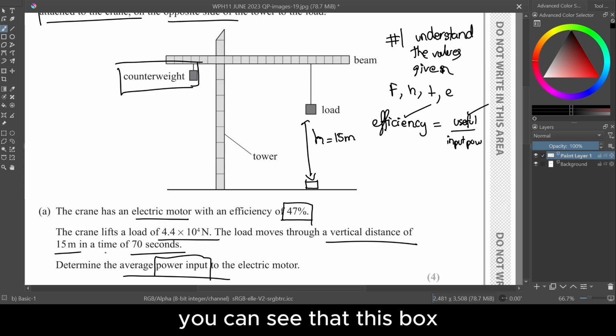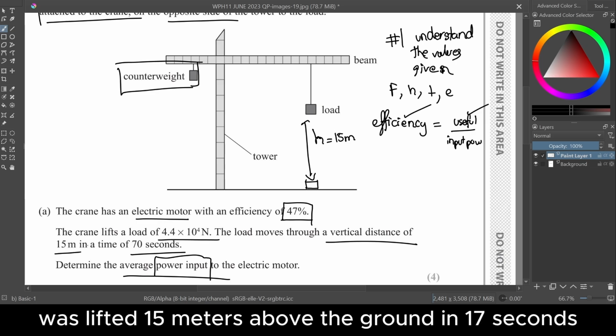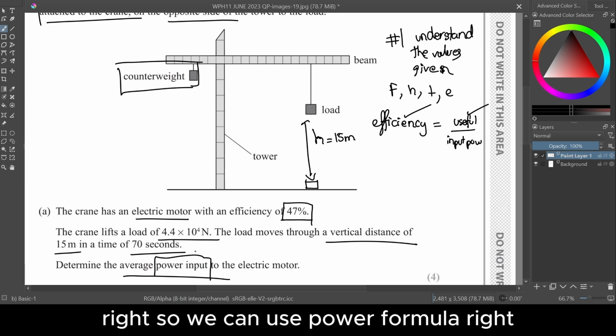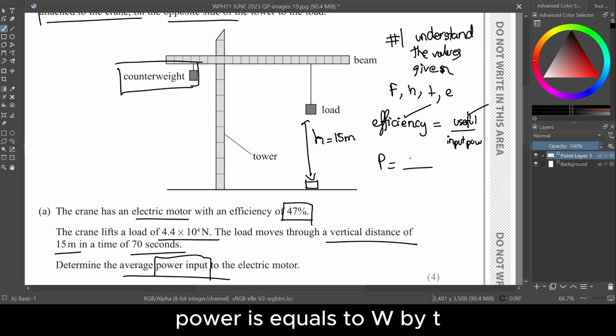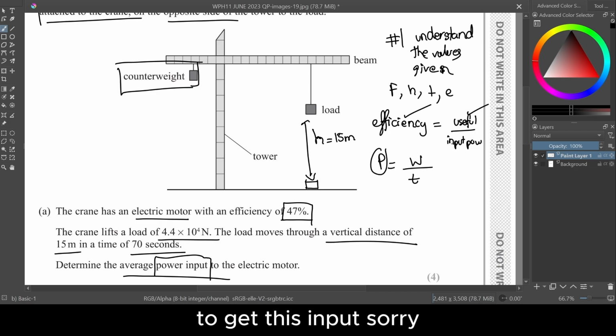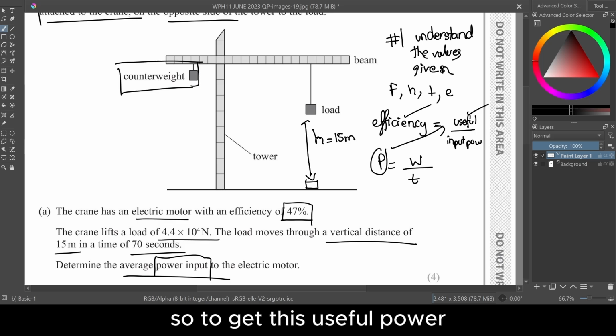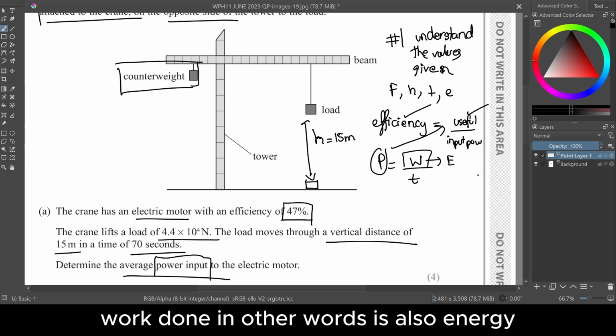You can see that this box was lifted 15 meters above the ground in 70 seconds, right? So we can use power formula, right? Power is equals to W by T, to get this power, sorry, not input, my bad, useful power, okay? So to get this useful power, you need this work done. Work done, in other words, is also energy.